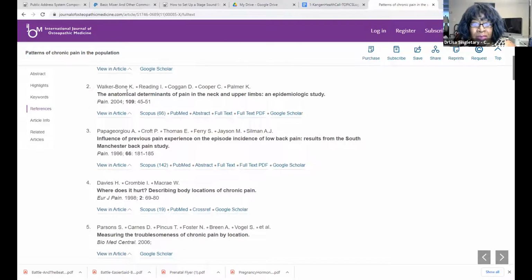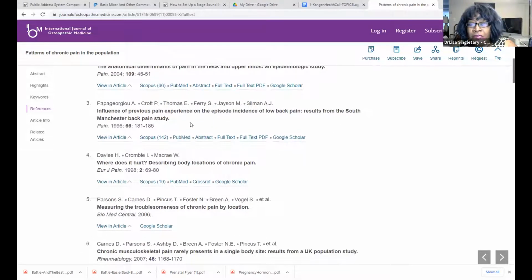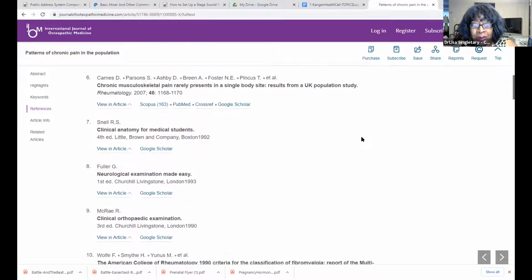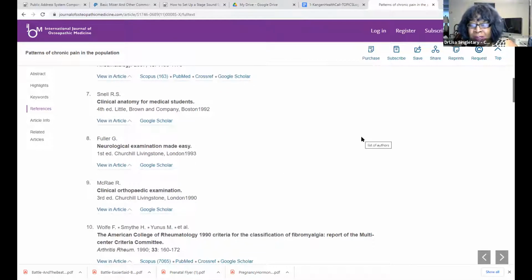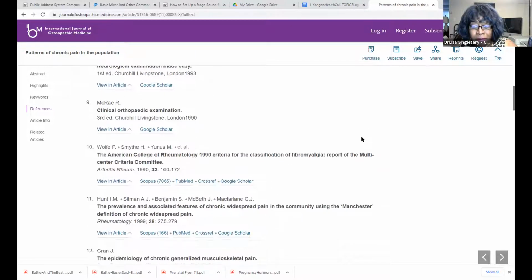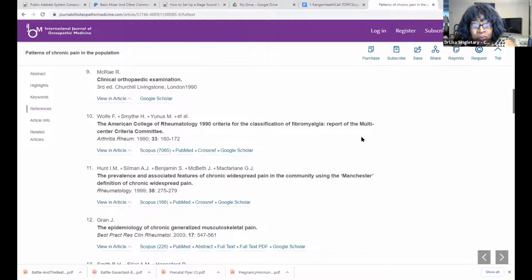Just look at the names: The anatomical determinants of pain in the neck and the upper limbs. Influence of pain experience on the episode incidence of low back pain. Where does it hurt? Describing body locations of chronic pain. Measuring the troublesomeness of chronic pain by location. So they're looking at chronic pain from a much more holistic point of view.